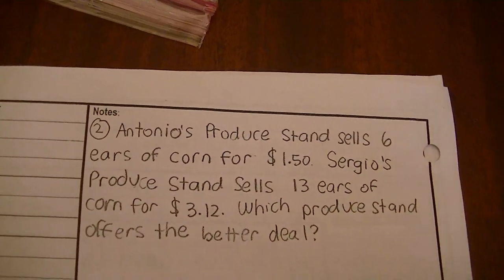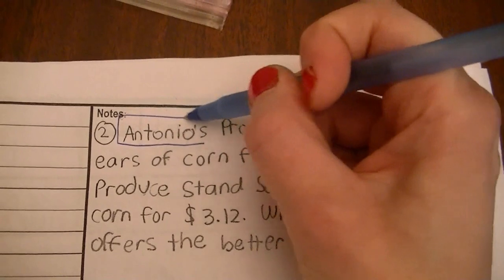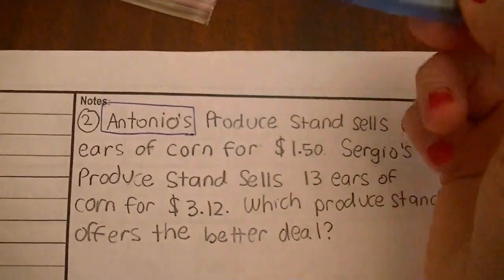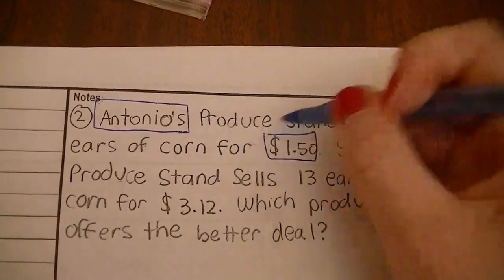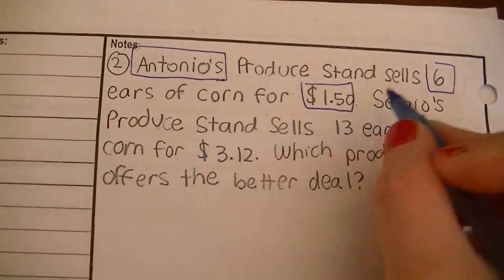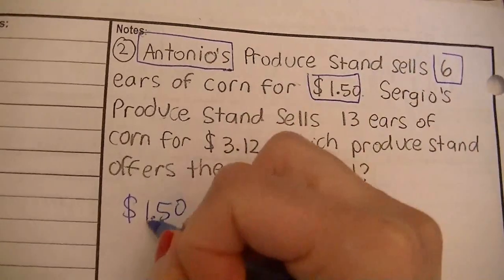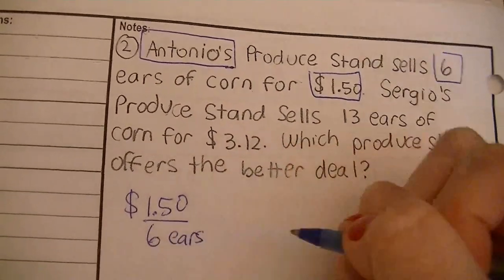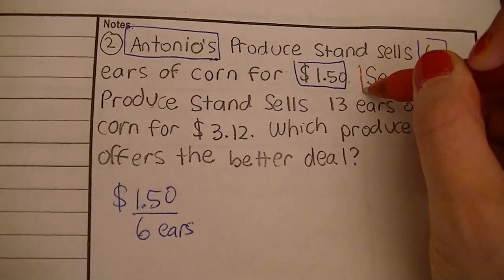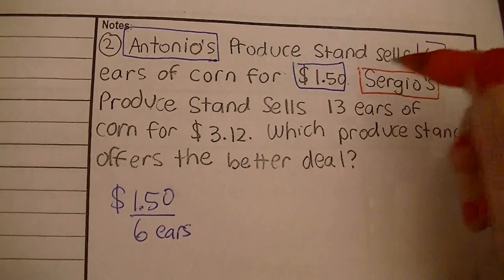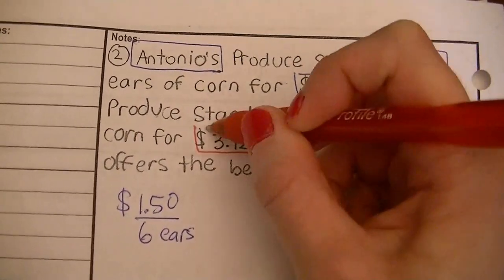All right, so to distinguish between the two produce stands, I'm just going to use different colors so that I don't get the math mixed up between the two produce stands. So I know Antonio's sells 6 ears of corn for $1.50. So I'm going to write all of his stuff in blue. Money would go on the top, and make sure you label it. So it's $1.50 for 6 ears of corn. Okay, and then the other person that owns a produce stand is Sergio. So Sergio sells 13 ears of corn for $3.12.